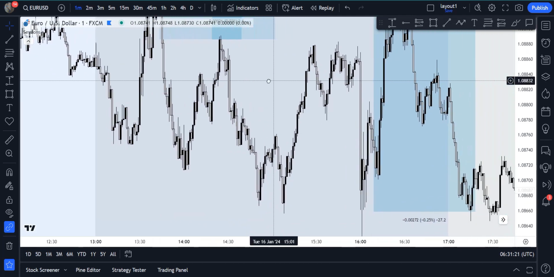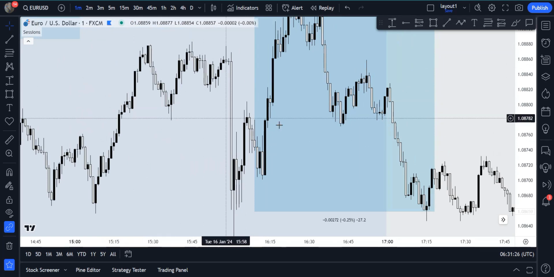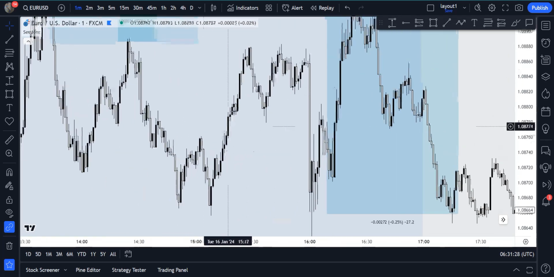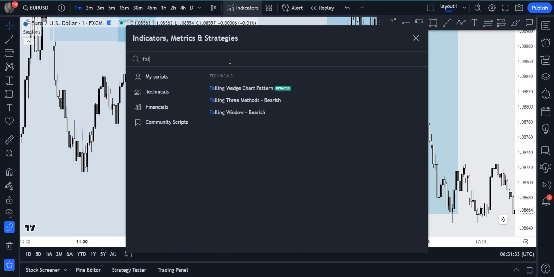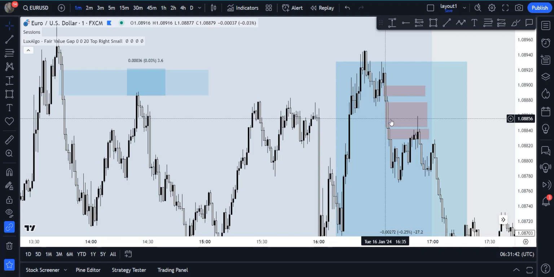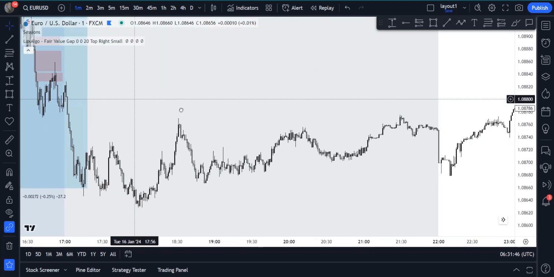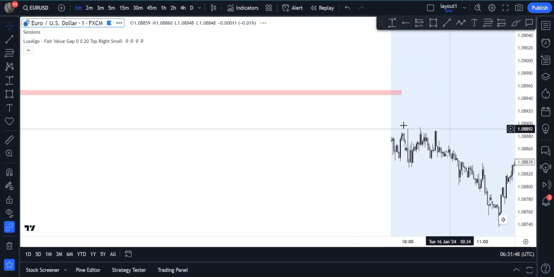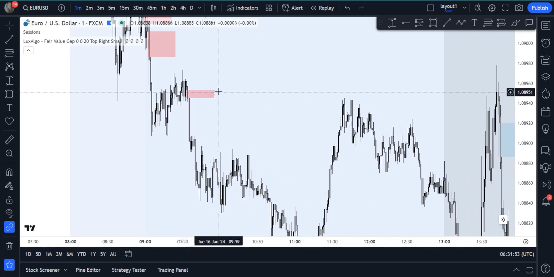Now there might be some of you who have problems marking these fair value gaps. I will make it easier for you. You just have to go to indicators and search here for fair value gap. You see this LuxAlgo. Click on it, and it will automatically add it for you. Fair value gaps being added. Or somewhere it's not adding. No problem. It will add almost everywhere. Sometimes these things happen.